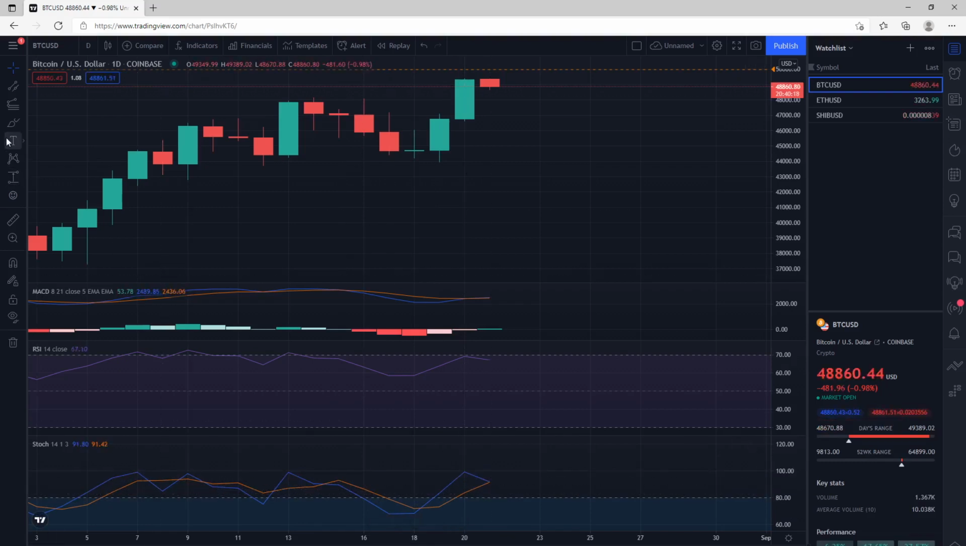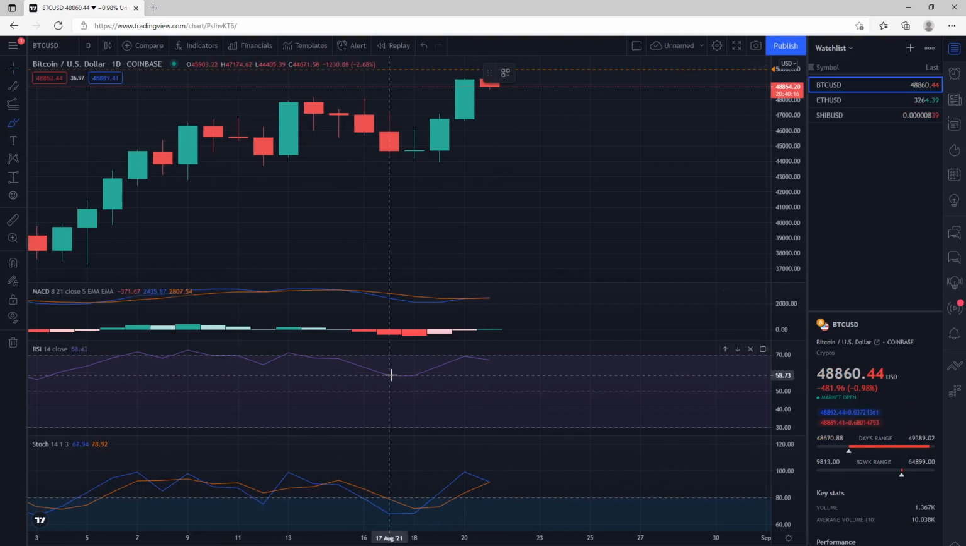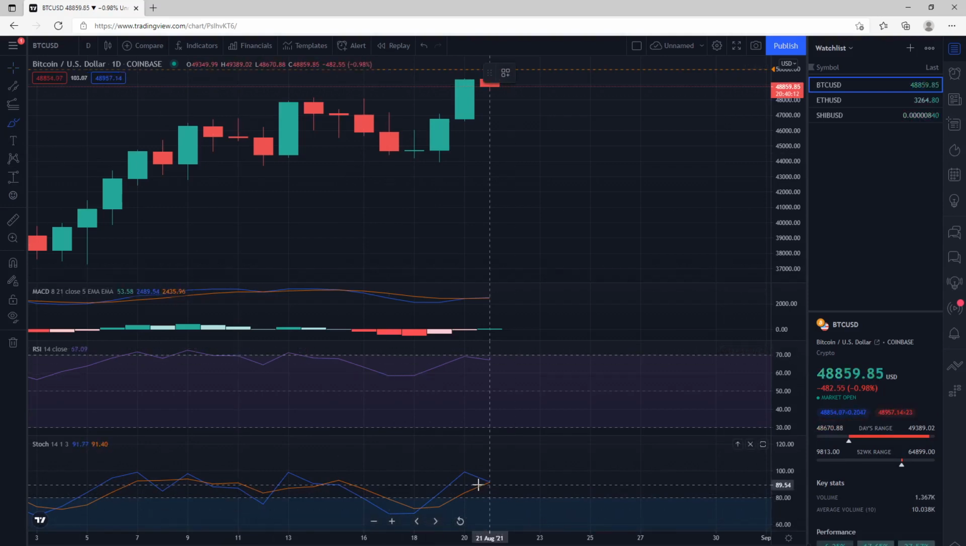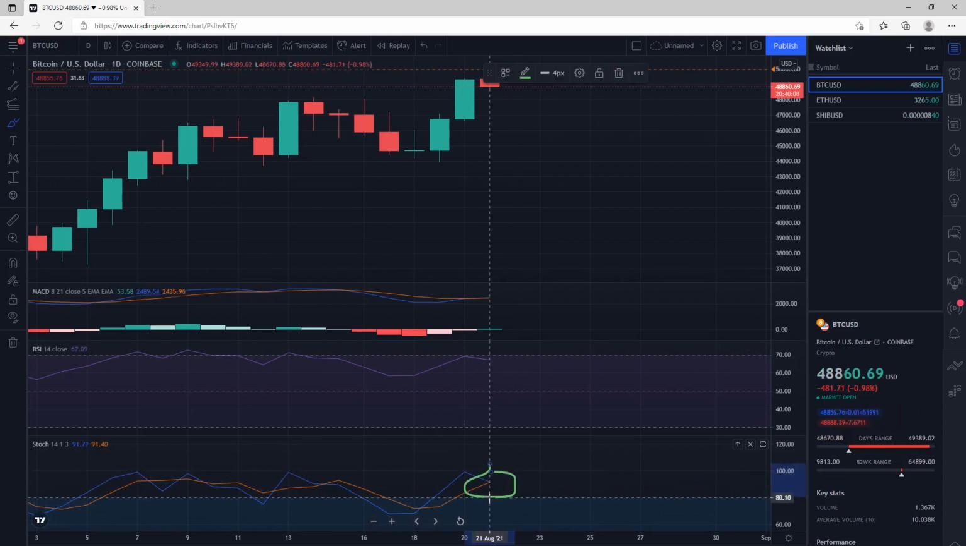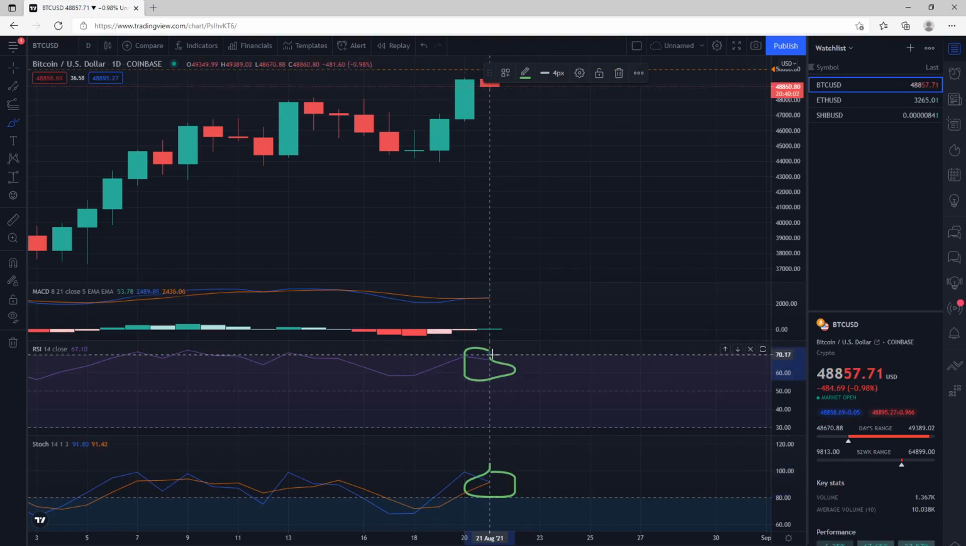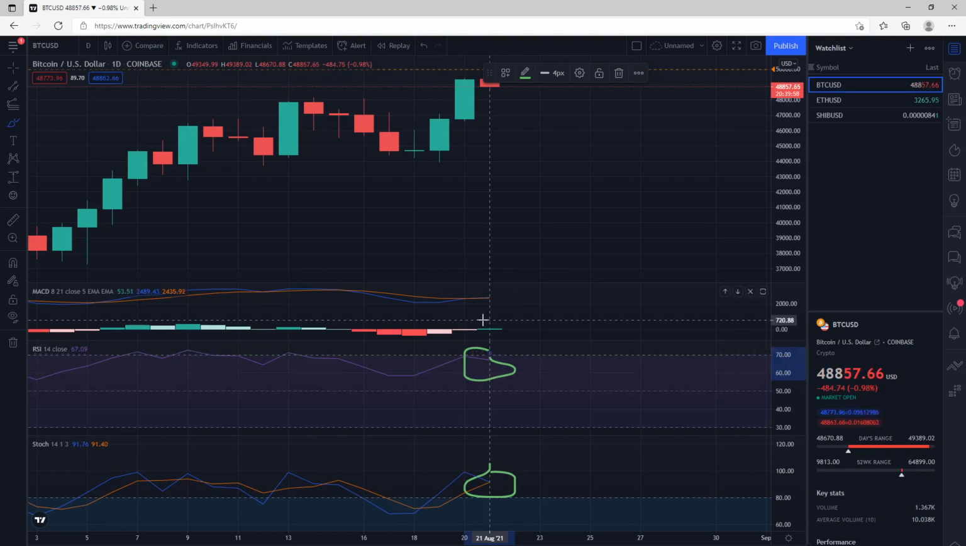Now, remember what I said. You need 3 indicators to say the exact same thing. Now we have one indicator here that tells us this candle will probably close red. We have 2 indicators telling us the same thing as the RSI is dipping. But here's the important thing.